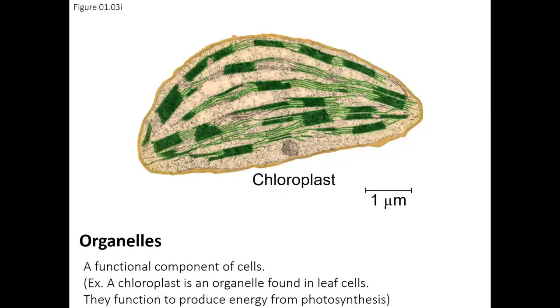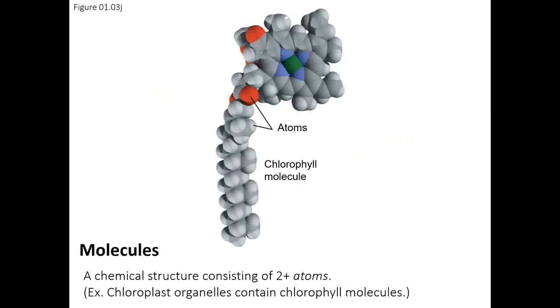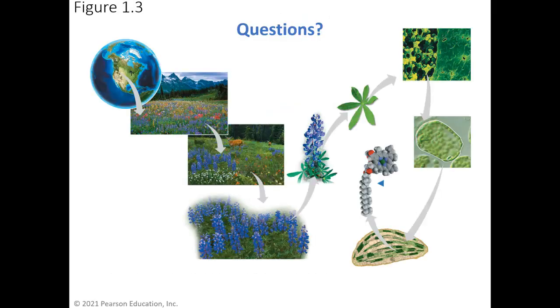And if we zoom in on this chloroplast, we can see that it's made up of molecules. Chlorophyll is one molecule found in chloroplasts. It's made up of different atoms like carbon and oxygen, bound together in a specific way. And that is the hierarchy of organization in biology.